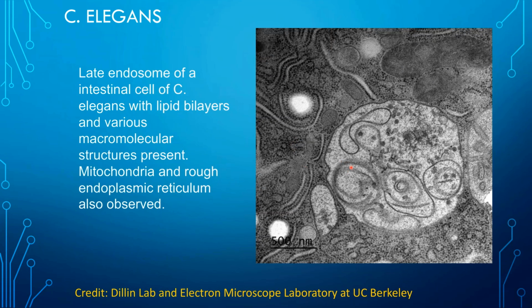Jumping into a slightly higher magnification view, here's a late endosomal structure. And you can see really clearly with the Rio, these beautiful lipid bilayer structures that surround this organelle, and then also within it, all of the laminar membranes that are being broken down from other organelles that are being packaged for recycling in the cell. Along with that, you can see the rough endoplasmic reticulum and mitochondria that are nearby.